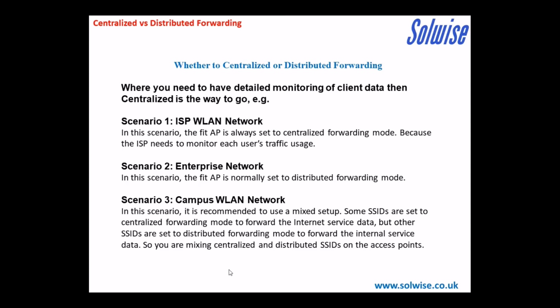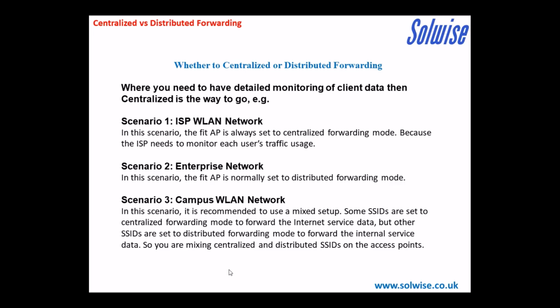Now, the AC3000 can cope with centralized or distributed forwarding, either specifically one or the other, or in a mixed environment. So you can actually run centralized configurations and distributed forwarding configurations side by side at the same time. So the question comes, when would you use one, and when would you use the other?